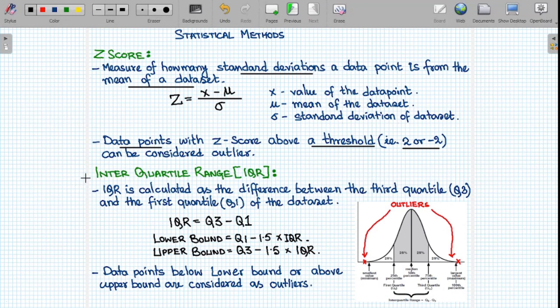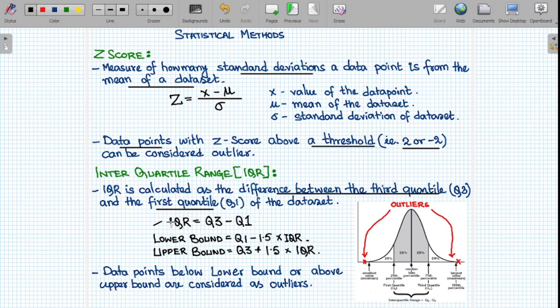Let's concentrate on Inter Quartile Range or IQR value. IQR is calculated as the difference between the third quartile and first quartile of the dataset. Third quartile means 75th percentile. First quartile means 25th percentile. Once we get the first quartile value and third quartile value from our dataset, we can calculate IQR, which is nothing but the difference between the third quartile and first quartile. You can see it in this picture.